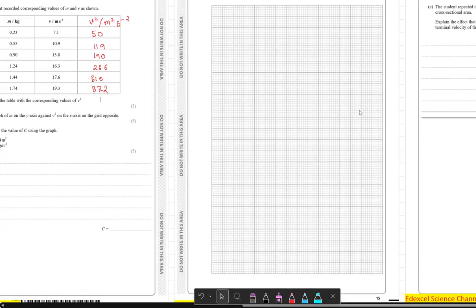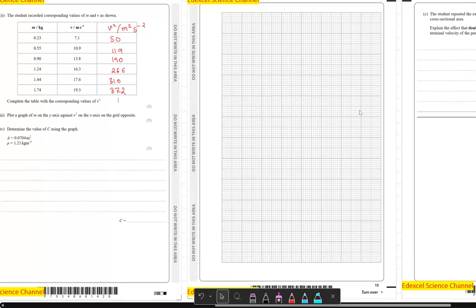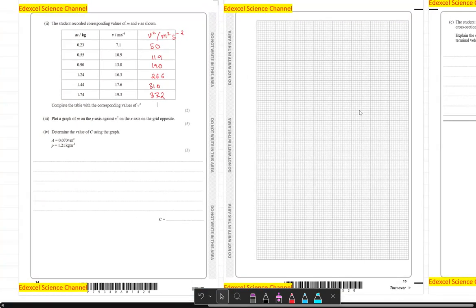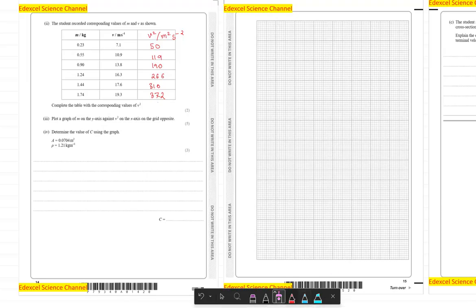Now, while doing a graph like this in physics unit 3, you need to keep a few things in mind. The first thing you need to do is name your axis, which is a must, guys. If you do not name your axis, you will lose 1 mark. So my x-axis is velocity square, and you have to write the units, so s to the power minus 2. And this is going to be my mass, which is in kilograms.